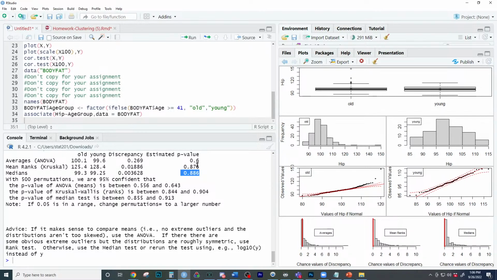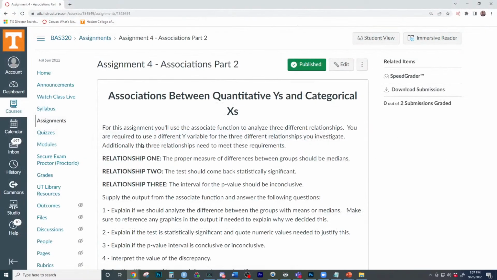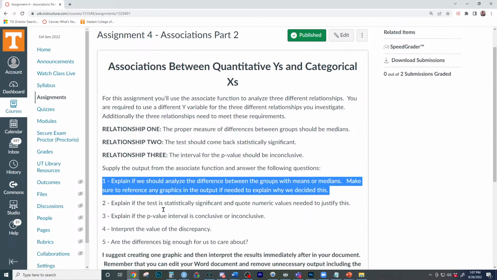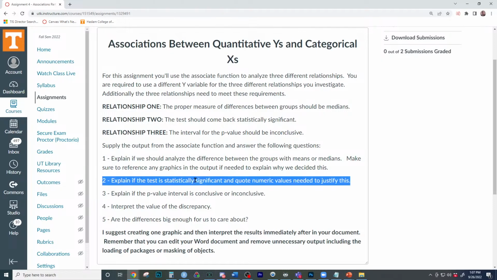But remember, p-value tells us statistical significance. So is it statistically significant or is it not statistically significant? That's part of the requirements when we're analyzing it, to figure out the proper measure, and we should explain that. It's not statistically significant, and we need to give that value to justify it.